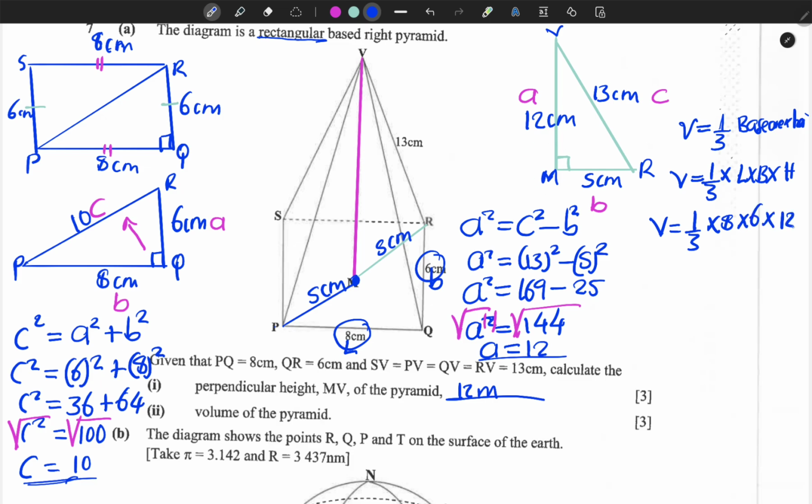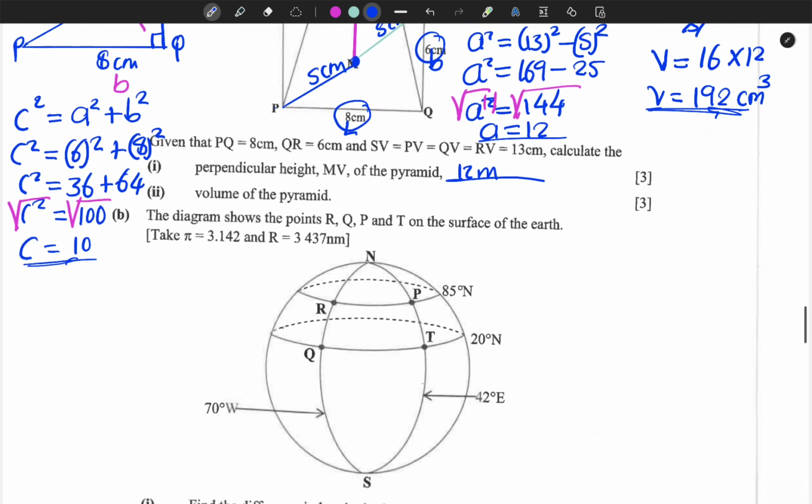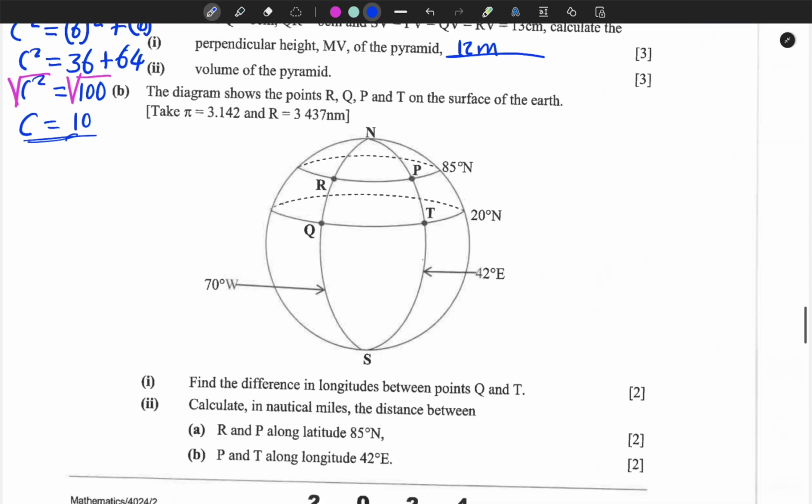our height is 12. So 3 here is 1, 3 here is 2. So 8 times 2, we have 16 times 12. So volume is equal to 16 times 12. I'm getting 192 centimeters cubed. So this is our final answer. We move on to question B.